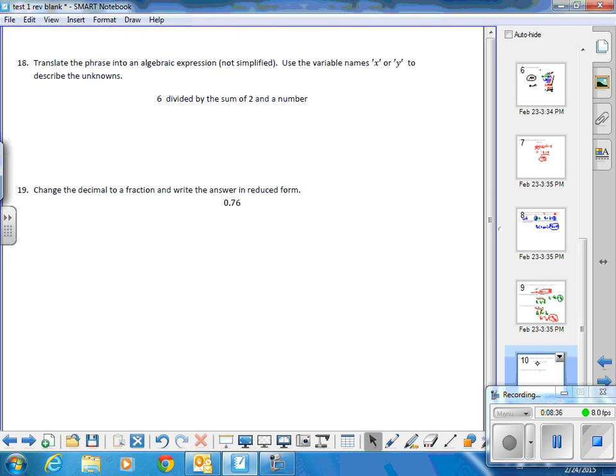All right, let's take a look at this. It says translate the phrase into an algebraic expression. Use variable names x or y to describe the unknown. They don't want us to actually solve it, if you notice, because they don't give us anything to help us here. It says 6 divided by the sum of 2 and a number. Whenever it says something by the sum of, that means parentheses, okay? So 6 divided by the sum of 2 and a number. Well, a number is going to be x. So the sum is 2 plus x. That's exactly how they want me to write it. That's all I got to do.